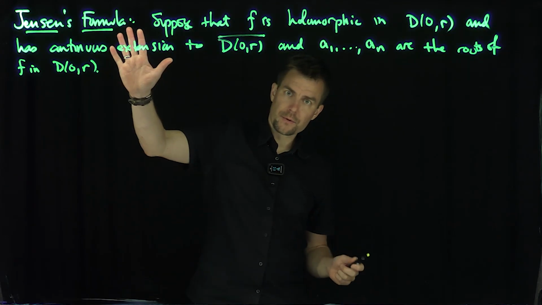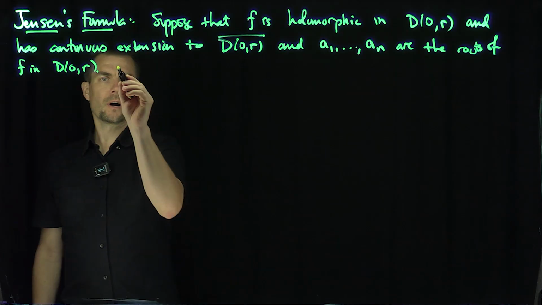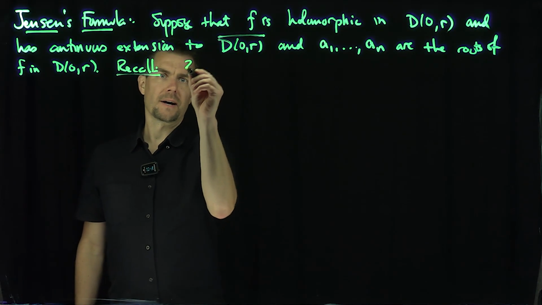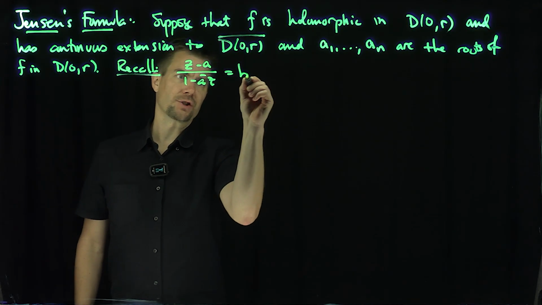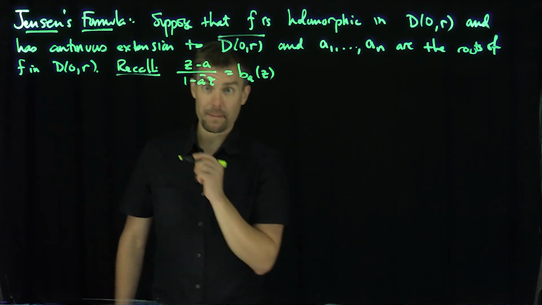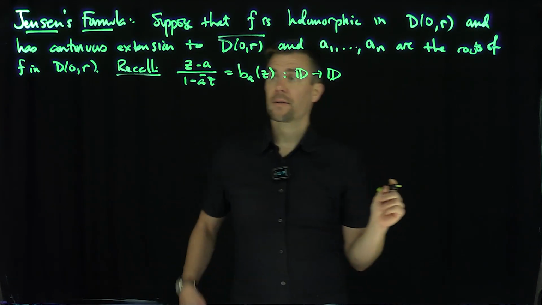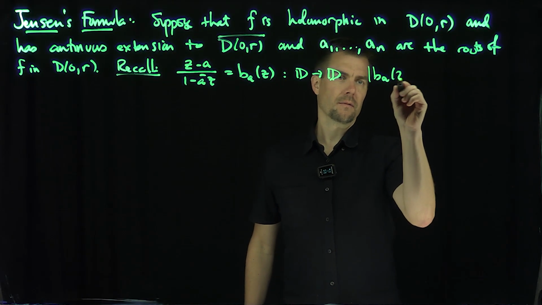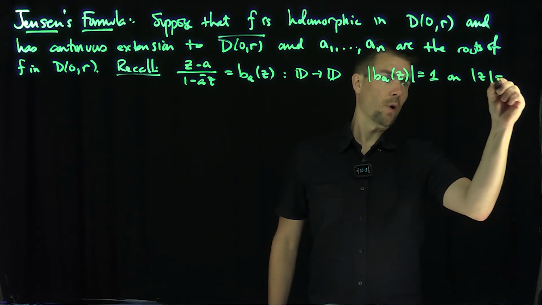Okay, good. Now what we're going to do is the following. I'm just going to do this up and we're going to derive the Jensen formula. So recall that if I look at (z minus a) over (1 minus a bar z), these are my finite Blaschke factors, right? These map the unit disk into the unit disk, and they have modulus 1 on the unit circle.